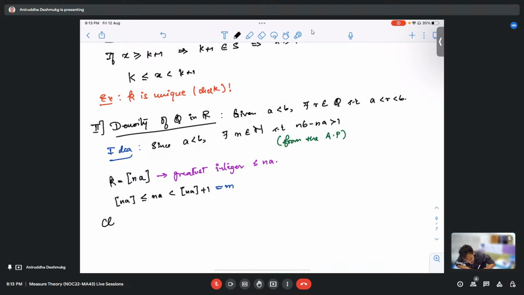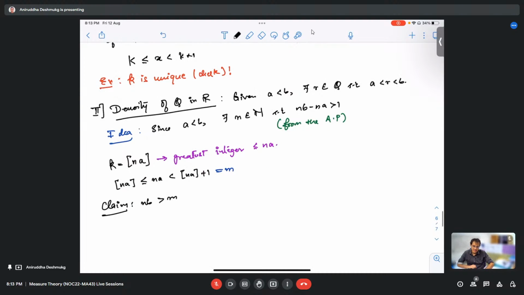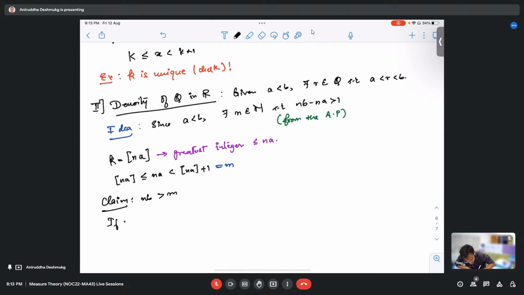So now my claim is that this nb is actually bigger than m. If not, then what will happen? If not, then nb is also less than or equal to m, which implies that this interval na to nb is contained in the interval m minus 1 to m, right?